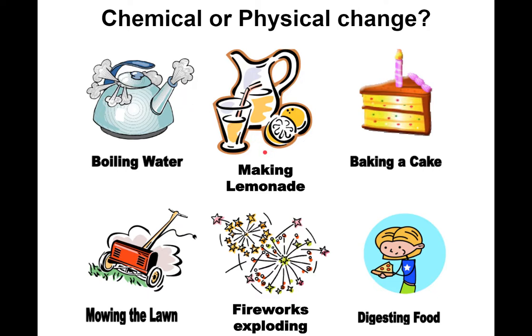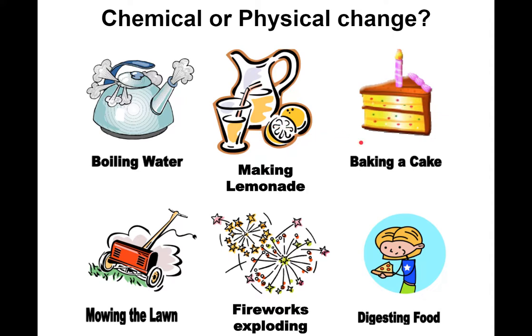Making lemonade. Making lemonade is just physical change. You're just taking components and mixing them together. Even when you dissolve the sugar, it's still sugar molecules individually. It's just made into smaller pieces of sugar. Fewer sugar molecules stuck together when it's dissolved in the water.